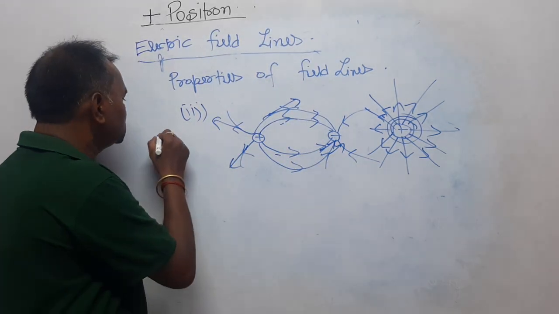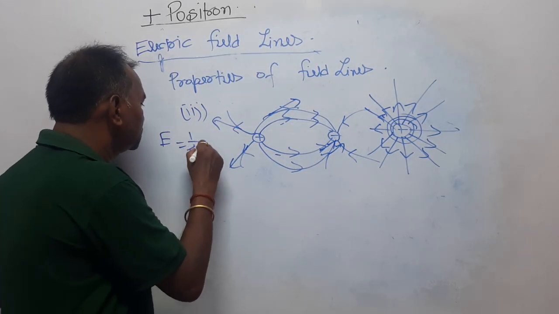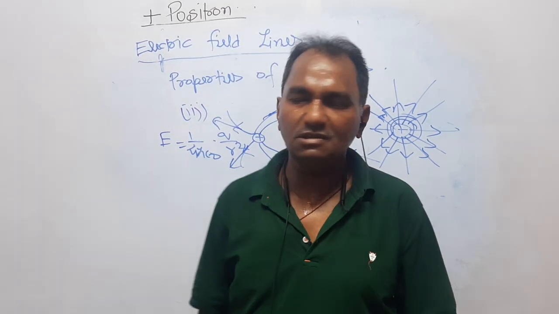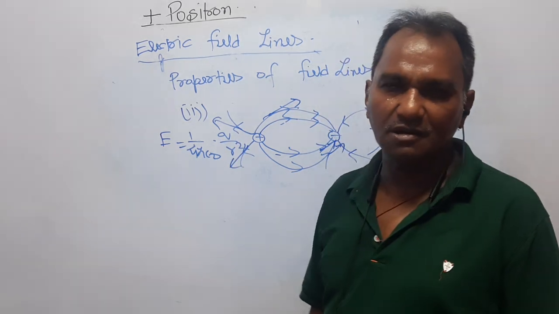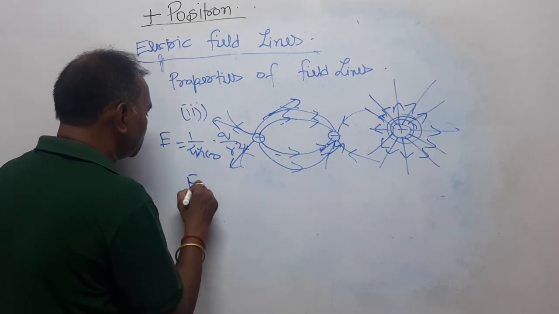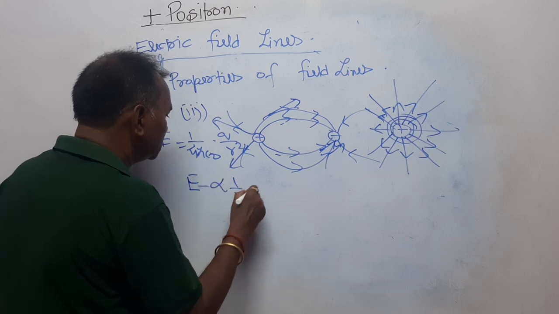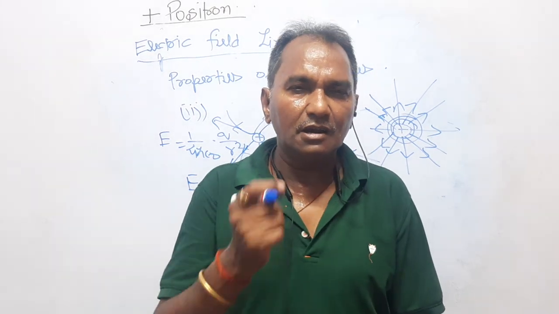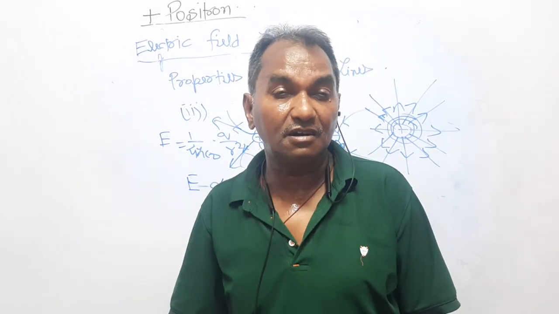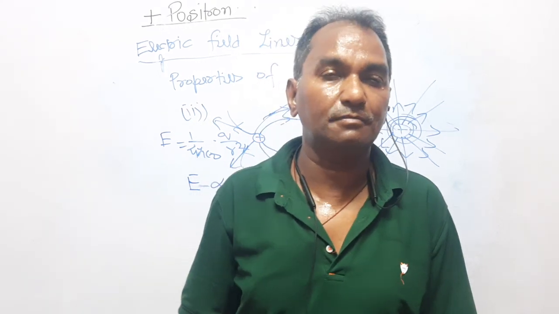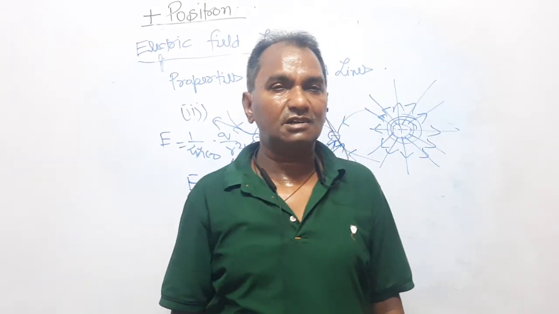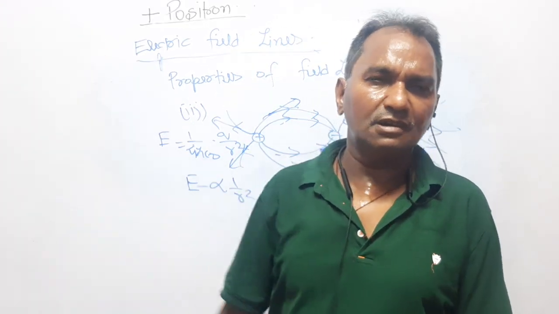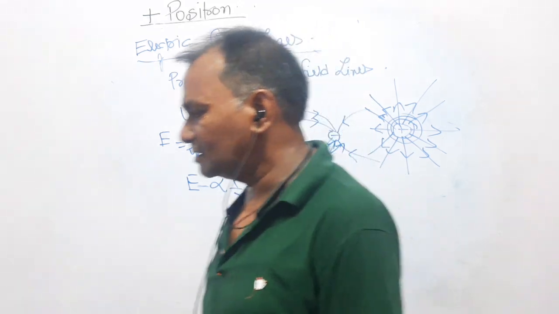And you also know E is equal to 1 upon 4 pi epsilon naught Q upon R square. Due to a point charge, electric field intensity is expressed as E = (1/4πε₀) Q/R². Dear student, E is proportional to 1 by R square. It means as you move away from the charge, electric field intensity decreases very rapidly. It is inversely proportional to the square of the distance, right? So close to the charge, electric field intensity is very strong, and as you move away from the charge, the intensity decreases very rapidly.